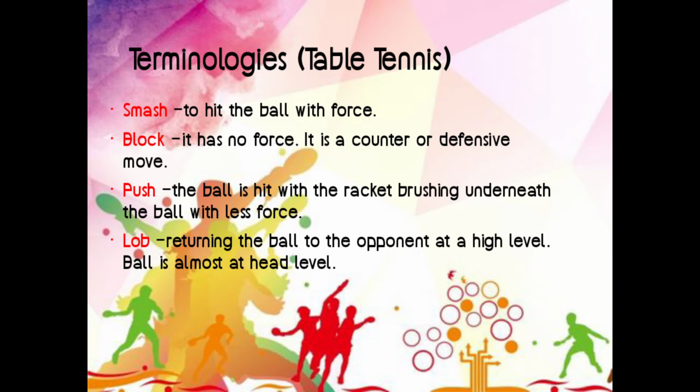Next, the push. The ball is hit with the racket brushing underneath the ball with less force. So, a forehand push is a difficult defensive shot that requires the player to strike downwards on the back and underneath the ball to create backspin. When performed correctly, a forehand push is used to change the pace of an exchange or to return the ball in a very low manner.